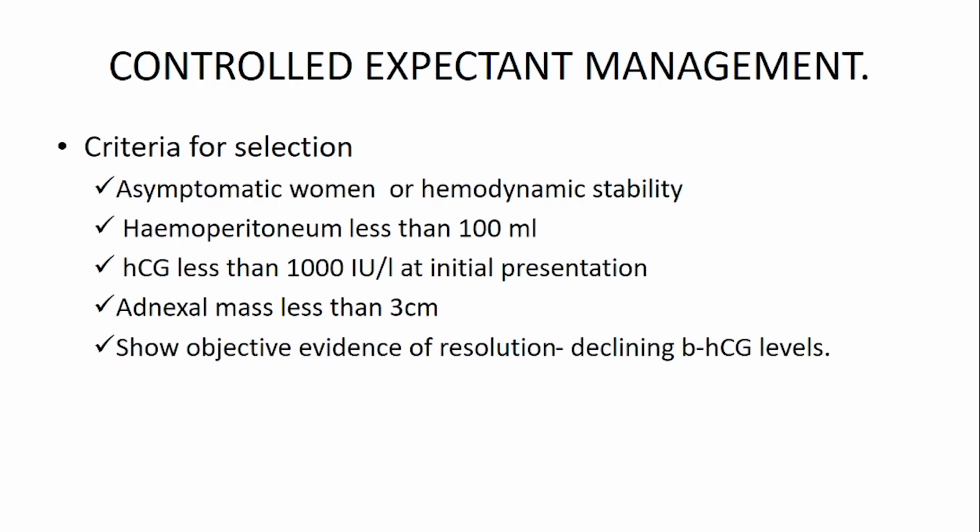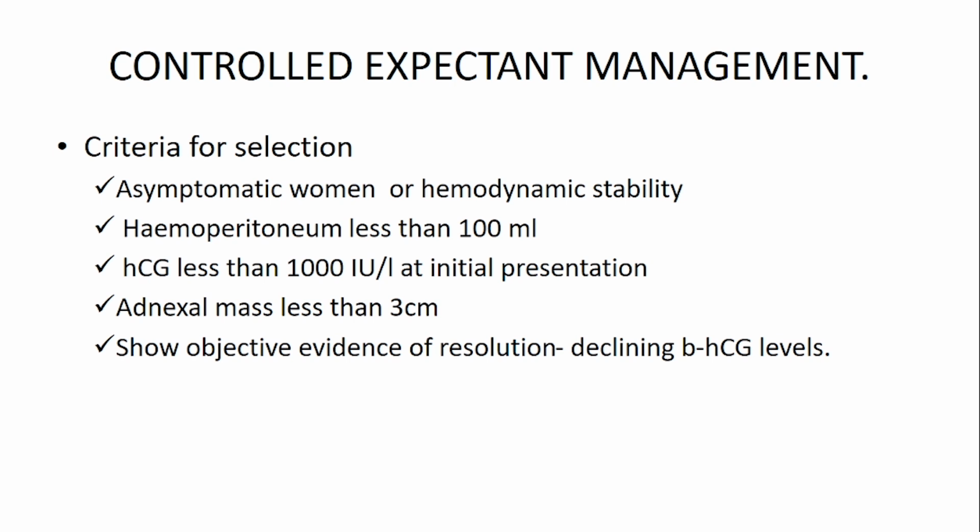We will discuss the controlled expectant management. This is for unruptured tubal ectopic pregnancy. And what are the criteria? Of course, the patient should be asymptomatic, the ectopic is not ruptured, and the patient should be hemodynamically stable.